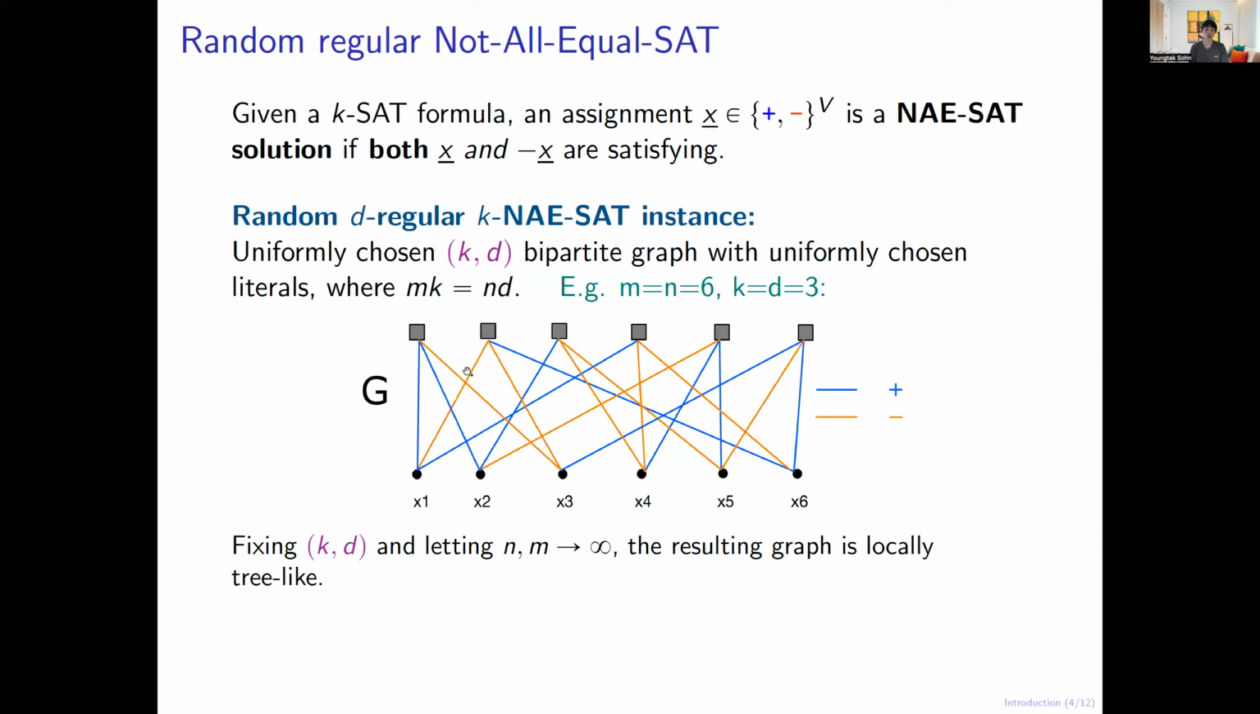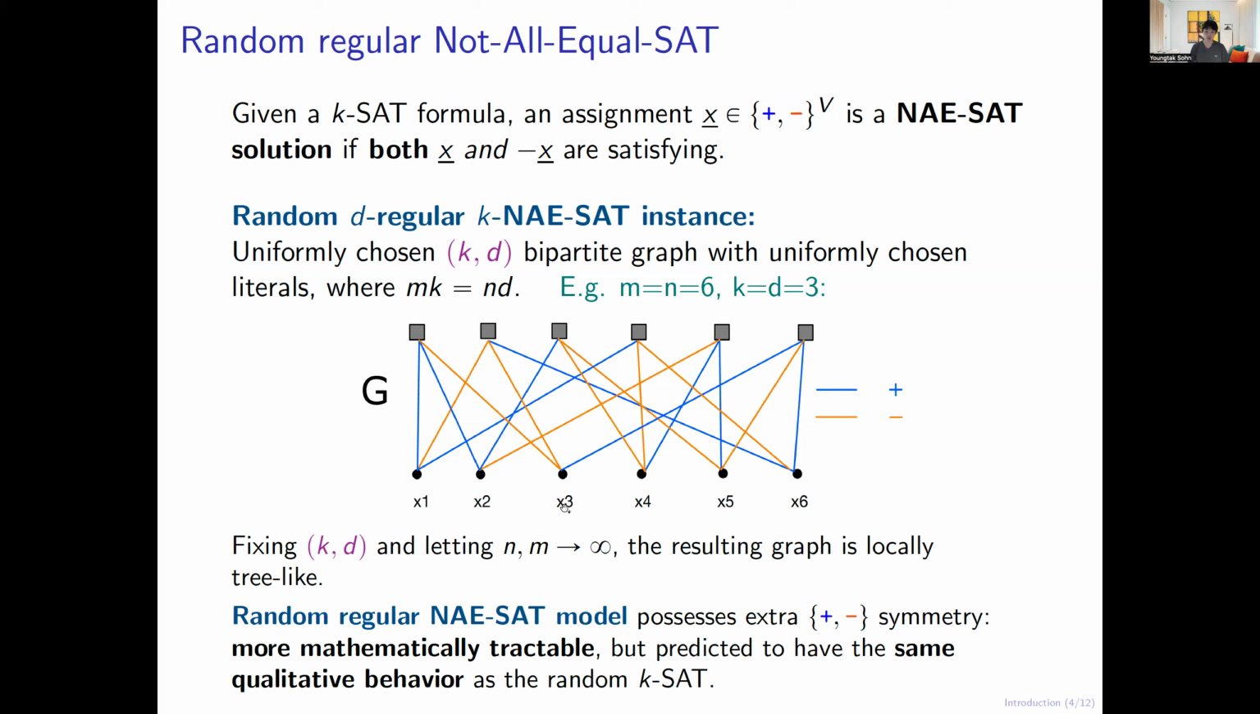Given this graph, we want to understand if we can assign plus or minus to x1 to x6 so that it satisfies every clause. For the NAE-SAT model, the constraint that the first clause puts is that x1, x2, x3 cannot be plus plus minus nor minus minus plus. This model possesses an extra plus-minus symmetry, which makes it more mathematically tractable than the k-SAT model. But the key point is that this model is predicted to have the same qualitative behavior as the random k-SAT model, and I'll elaborate on this point later on.